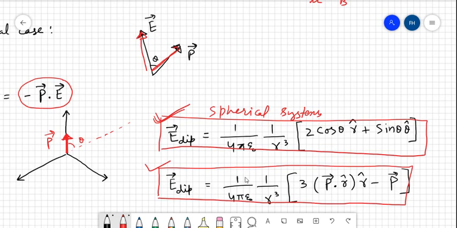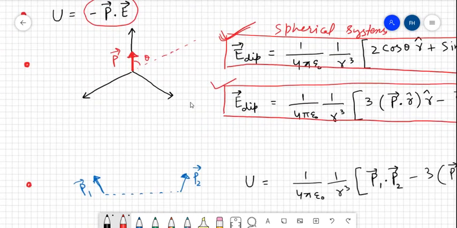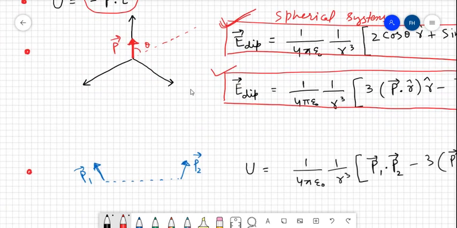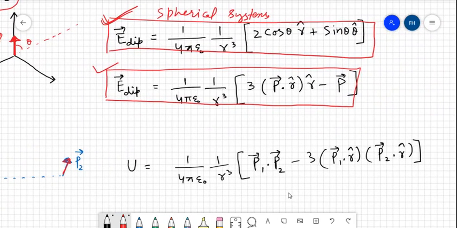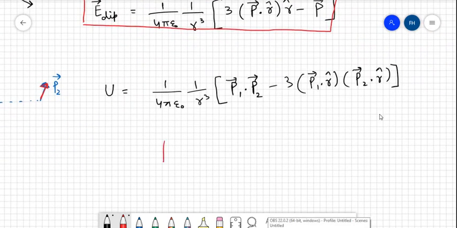Okay, and we also discussed that if we have two electric dipole moments, suppose p1 and p2, how will they interact? The equation that we derived was U equals 1 by 4 pi epsilon naught, 1 by r cube, p1 dot p2 minus 3 times p1 dot r times p2 dot r. From this equation you can see clearly, suppose two electric dipole moments are like this, this is p1 and this is p2. What will be the interaction energy?